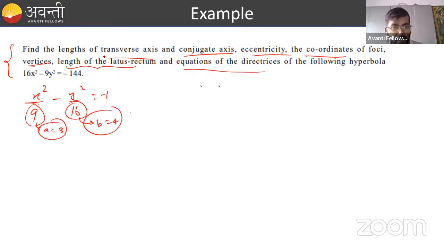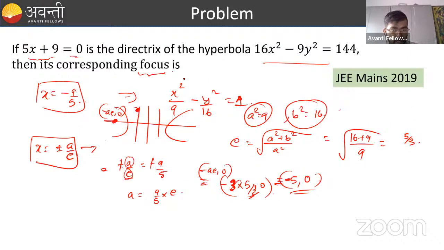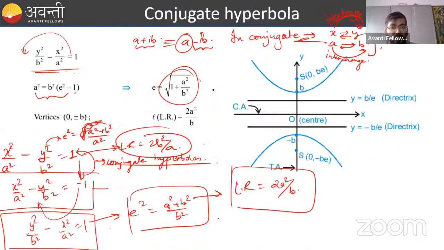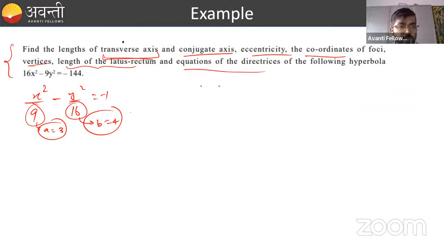Now the length of the transverse axis. If you don't remember, let's check: the length of the transverse axis in the conjugate hyperbola was 2b. So here also the length of the transverse axis will be 2b, and the length of the conjugate axis will be 2a. So 2b will be equal to 8, and 2a will be equal to 6.